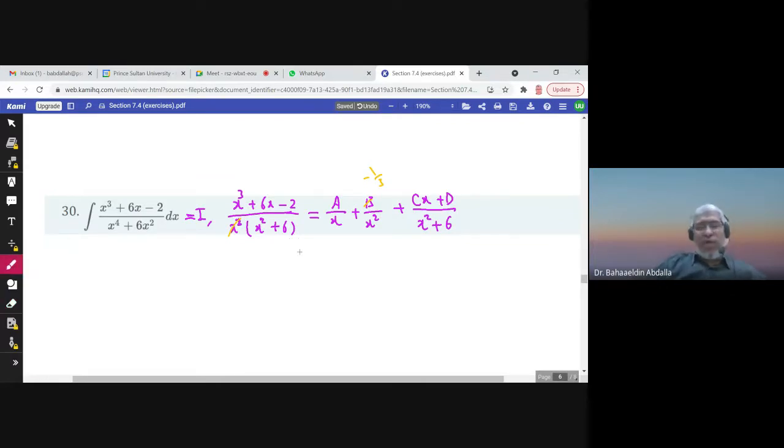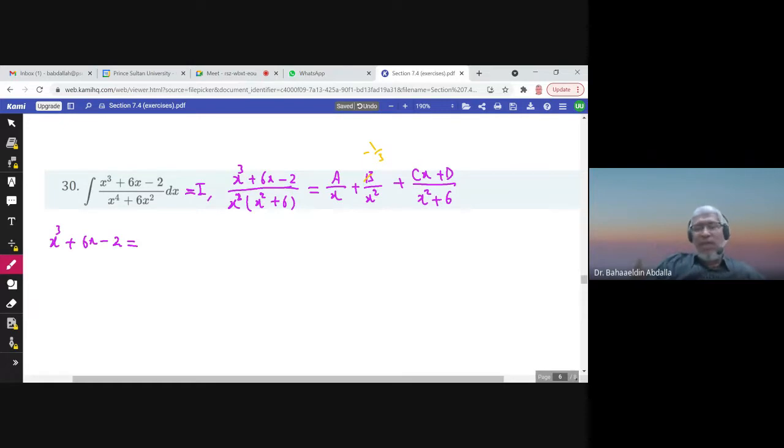And now I have to multiply by the LCD. The LCD is x squared times (x squared plus 6). So when I multiply by the LCD, I will get x cubed plus 6x minus 2 equals a times... x will be cancelled with x, and I'll have another x times (x squared plus 6). b is negative 1 over 3. X squared cancels with x squared, and I'll have (x squared plus 6). (cx plus d) will be multiplied by x squared, because x squared plus 6 would be cancelled.